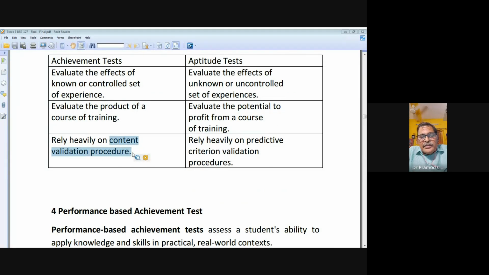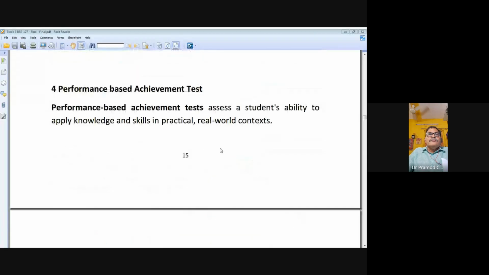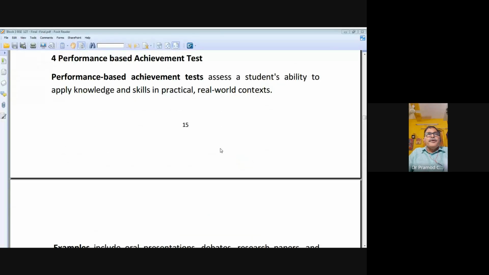Content validity means in the achievement test we always give much more importance to the content. Content means the subject matter. But here we predict the criterion validity, that is, what type of norms we are accepting and that will be taken into consideration. Then next is the performance based achievement test.